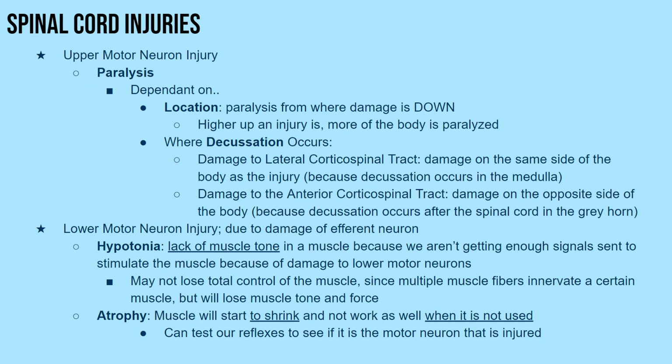So for example, if there was damage to the lateral corticospinal tract, damage on the same side of the body as the injury would result because crossing over occurs in the brain. Whereas with the anterior corticospinal tract, damage on the opposite side of the body would result because crossing over occurs in the spinal cord.